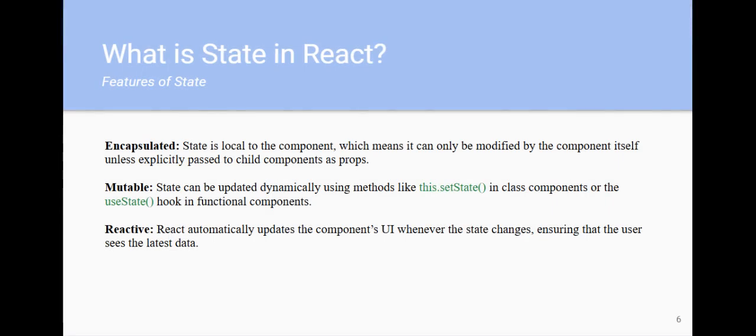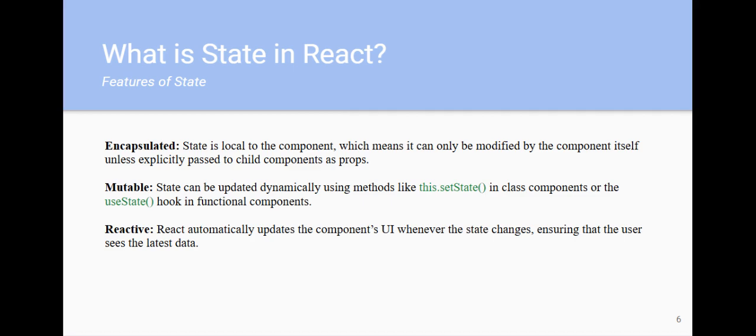Next, we shall talk about the features of state. There are three major features: encapsulated, mutable, and reactive. Encapsulated: state is local to the component it belongs to, meaning only that component can modify its own state. If needed, it can be passed on to the child as props, but it's generally controlled by the component itself.